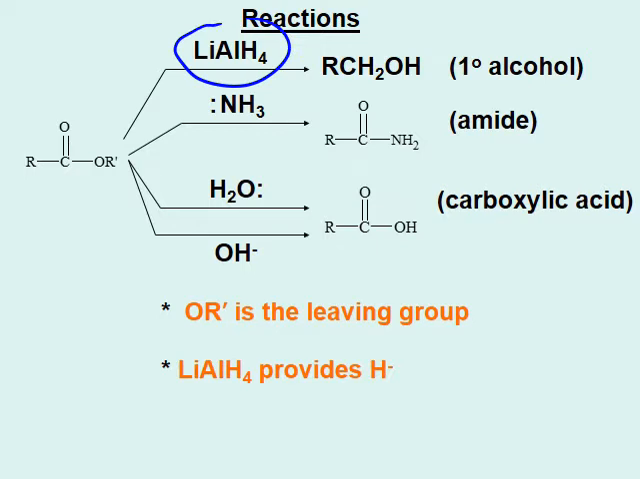Lithium aluminum hydride releases H minus. So similarly it's going to work on this carbonyl carbon. This is delta plus, this is delta minus. So this H minus is going to be attracted to this carbon, and it's a very similar reaction. Once you go through all the steps, you'd end up with CH2OH, or 1 degree alcohol. With ammonia, it gives amide, and with OH minus or H2O, it would give you C double bond OOH. So that's basically how it's going to work.